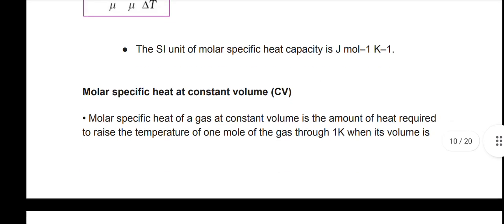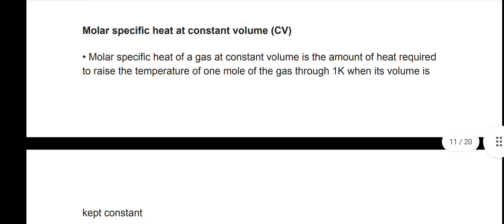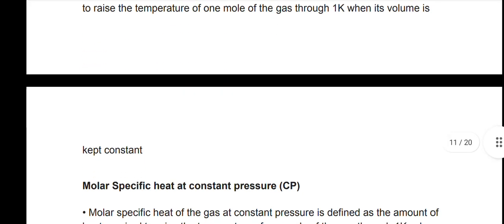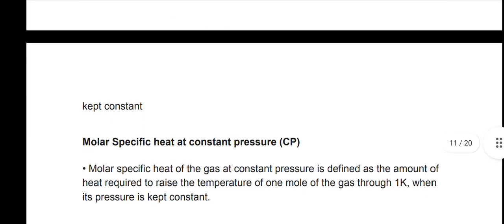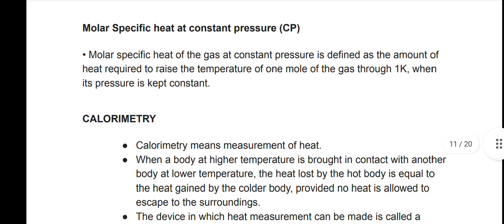Molar specific heat at constant volume, Cv. Molar specific heat of a gas at constant volume is the amount of heat required to raise the temperature of 1 mole of the gas through 1 Kelvin when its volume is kept constant. Molar specific heat at constant pressure. Molar specific heat of the substance at constant pressure is defined as the amount of heat required to raise the temperature of 1 mole of the gas through 1 Kelvin when its pressure is kept constant.